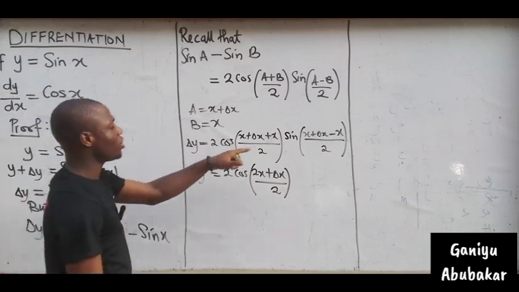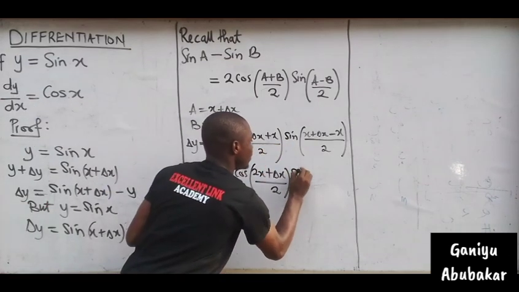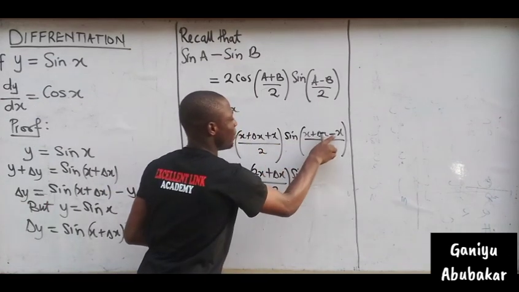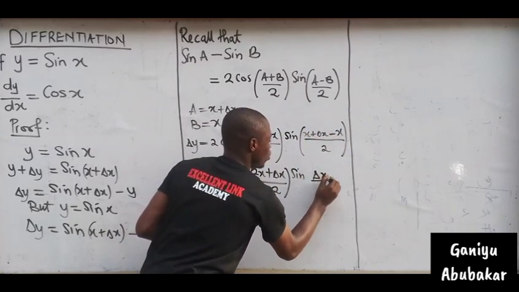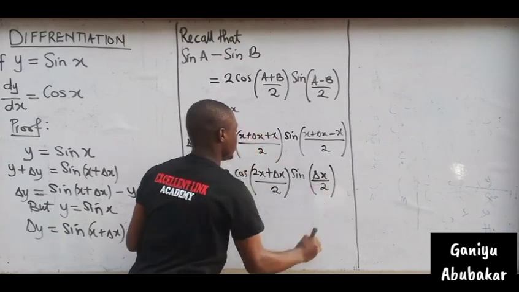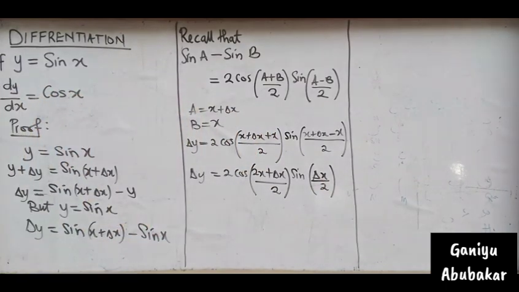Next up, I can also say that sine x minus x is off. I'm ready for change in x, change in x over 2. I have this at this point. Alright, what will be our next task?